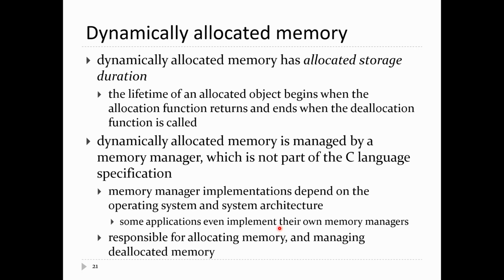because the ones that are provided by default may not be sufficient for their purposes, right? Normally that happens if you're allocating really huge chunks of memory. So that's the situation where you may need to write your own memory manager. The memory manager is the thing that's responsible for allocating memory, right? So if you need memory for a dynamically allocated object, you ask the memory manager for that memory, right?